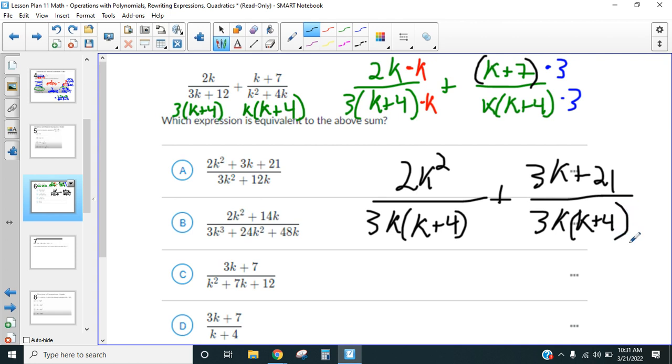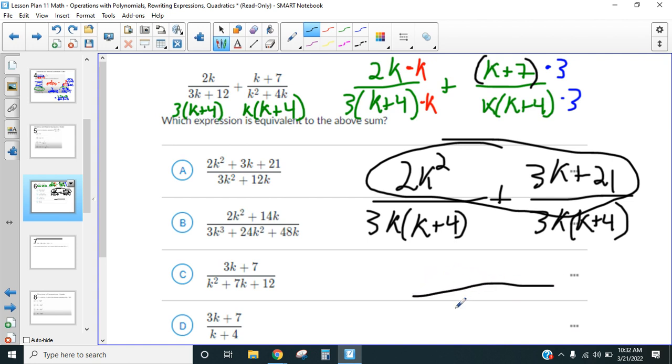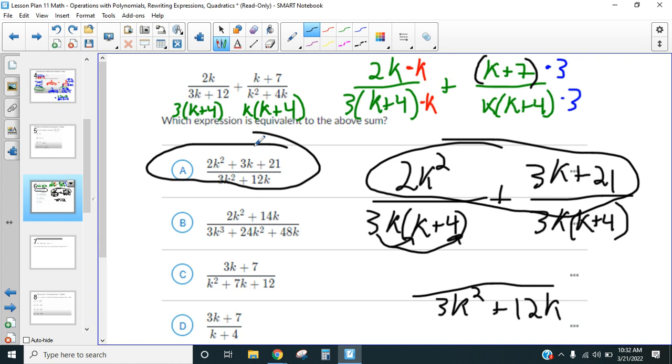All right, so this is a lot, but if you can factor it out, find the common factors, and then apply the ones they don't have to each fraction, it's not too bad. Now, up top, it's just addition. So 2k squared plus 3k plus 21. And then what's the bottom? Let's distribute the bottom. That'd be 3k squared plus 12k. The top already matches letter A. The bottom matches it now. Right, there it is.